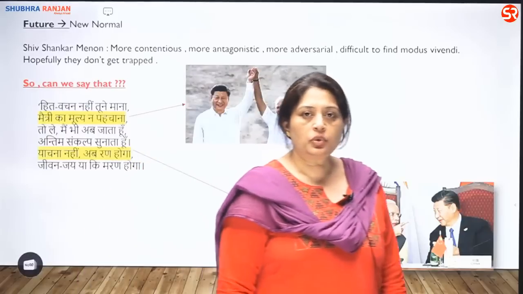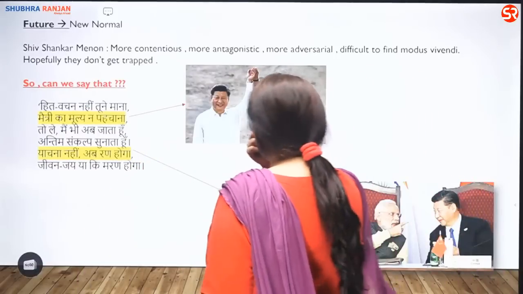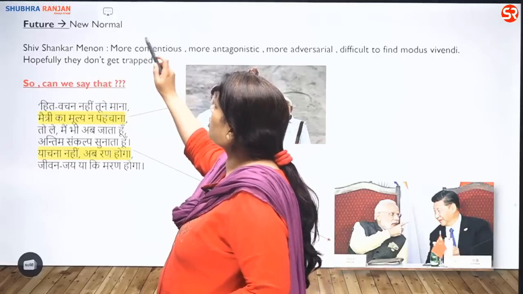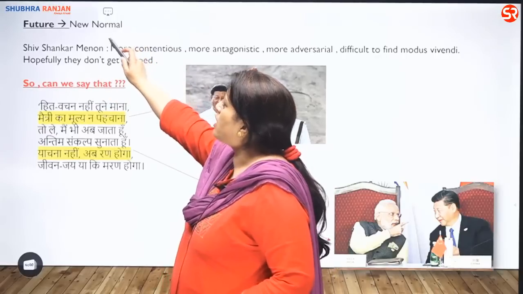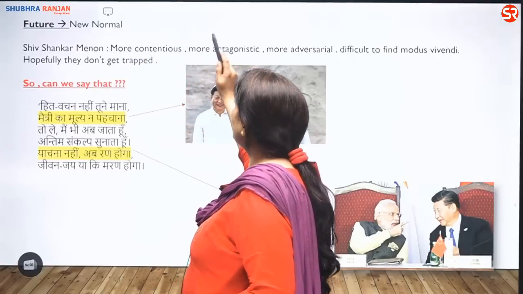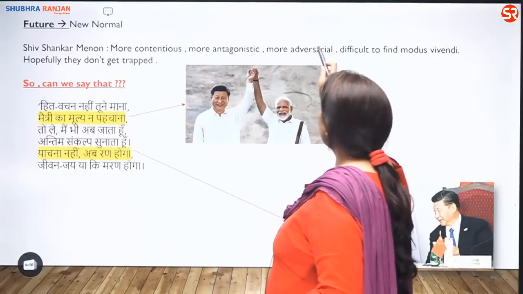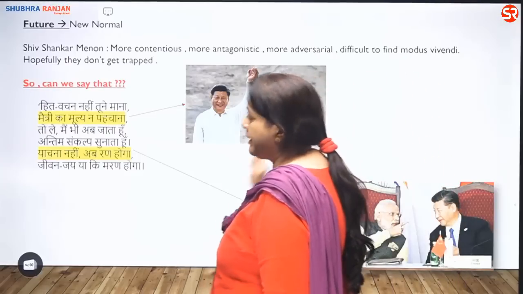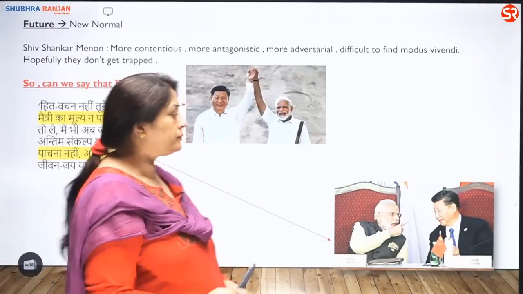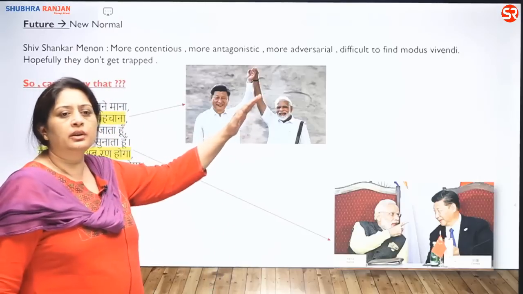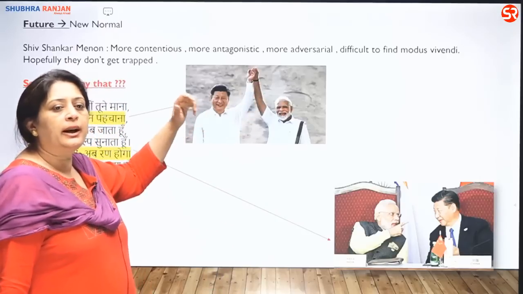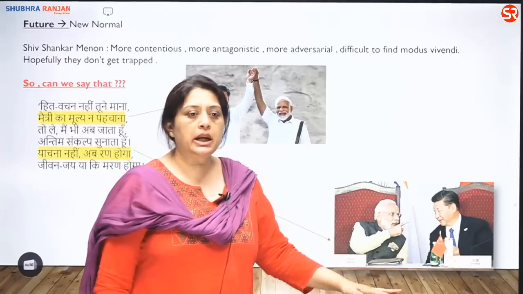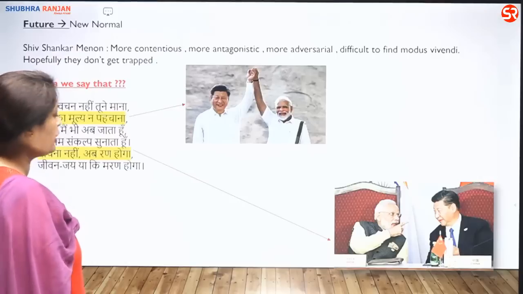Now, the future of India-China relations. Shivshankar Menon writes, there is going to be a new normal, more contentious, more antagonistic, more adversarial, where it is difficult to find a modus vivendi. So the time of Wuhan and Mamallapuram is over, and be ready for the new normal.